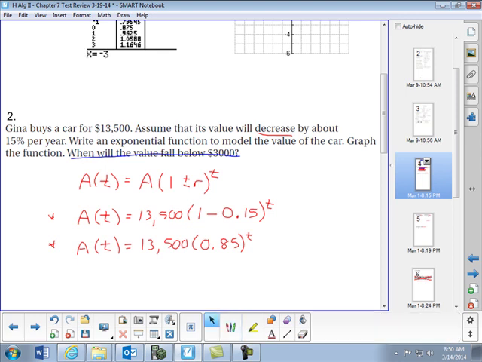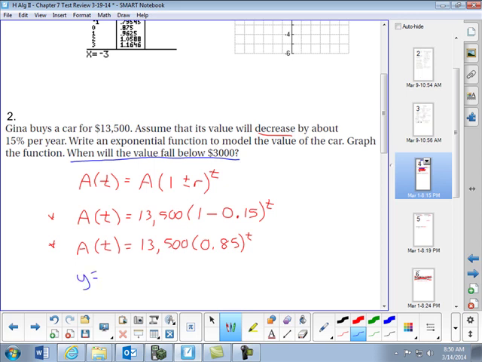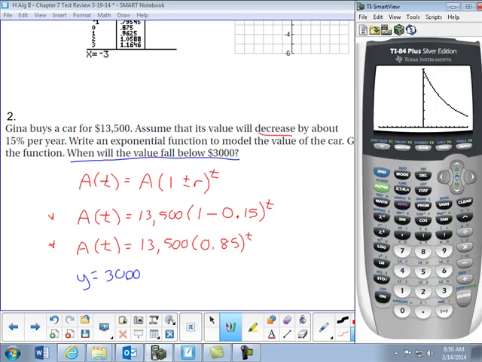Now it says, when will the value drop below 3,000? So what you're going to do now is you're going to go back to your graphing. I guess we need to think, is that the final amount or is that x? Well, that's the final amount, so that's y. So they're saying, when is y going to drop below $3,000? So again, we can go to our calculator, and we can type in 3,000 for y2. Graph it.